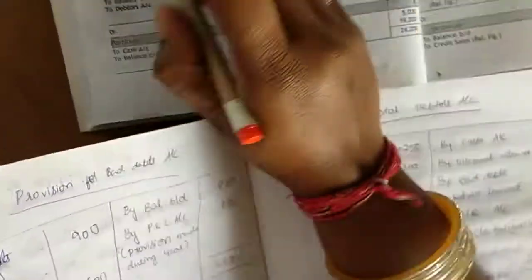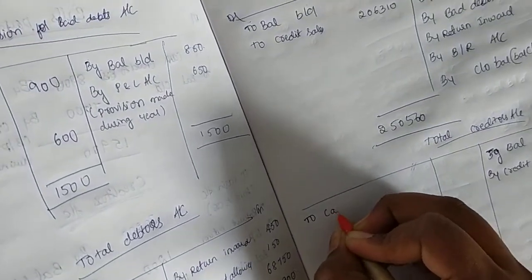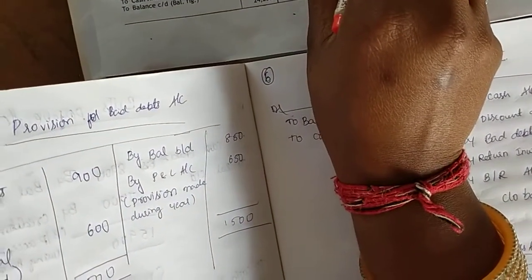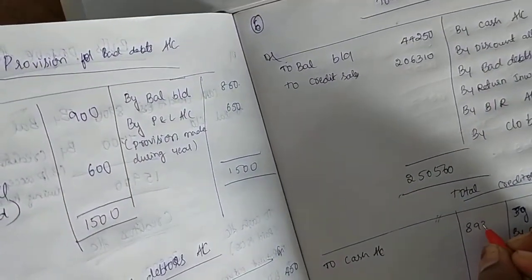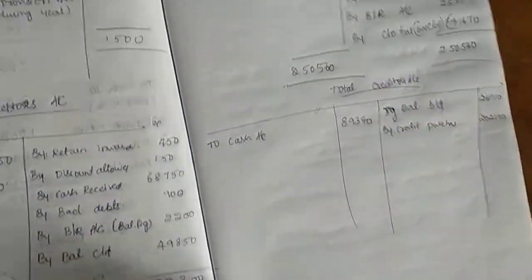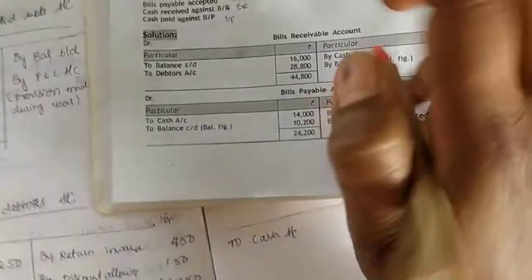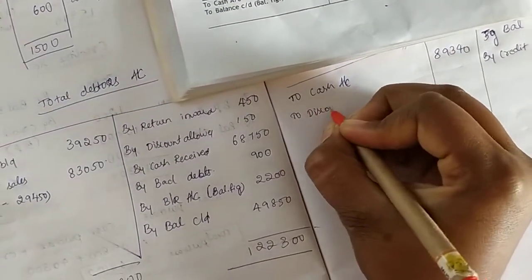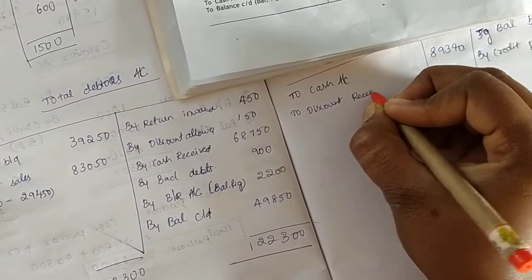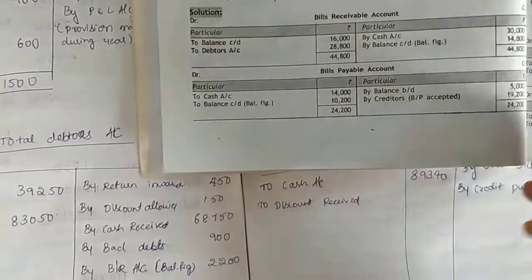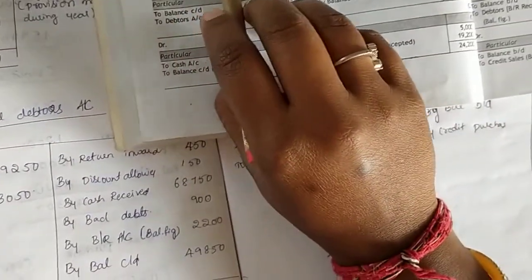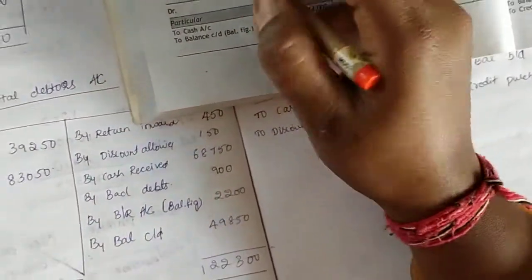190 rupees. Next is payment to creditors. To cash account we have to write paid to creditors, in bracket we can write 89,340. Next is discount received. To discount received 1,290. Discount received from creditors only.